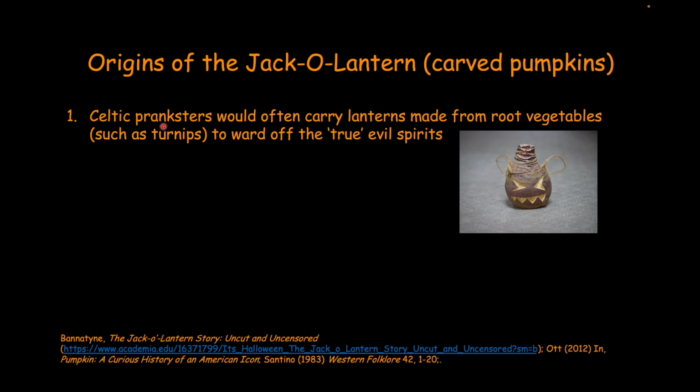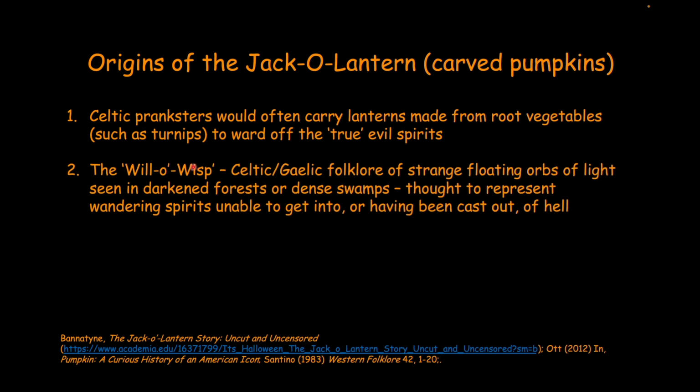The Celtic pranksters that would often be trying to ward off these evil spirits would often carry lanterns made of root vegetables such as turnips. And they believed that these spirits were coming at Samhain, and they wanted to ward them off, so they would carry these lanterns made out of vegetables. There was also a folklore tale about the will-o'-the-wisp, and this is again Celtic and Gaelic in origin, of these strange floating orbs of light that are seen in darkened forests and dense swamps. And they were thought to represent wandering spirits that were unable to, or had been cast out of, hell.